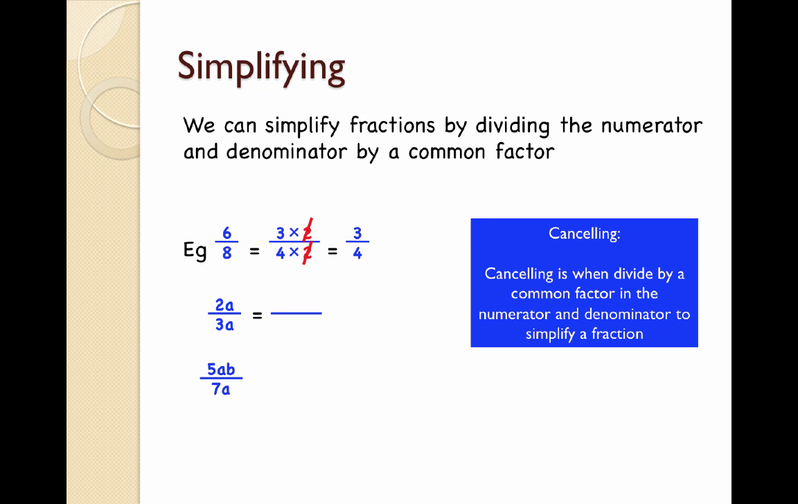Let's take a look at 2a over 3a. 2a is just 2 times a, and 3a is 3 times a. There is a common factor of a, which I can cancel. This leaves me with just 2/3.